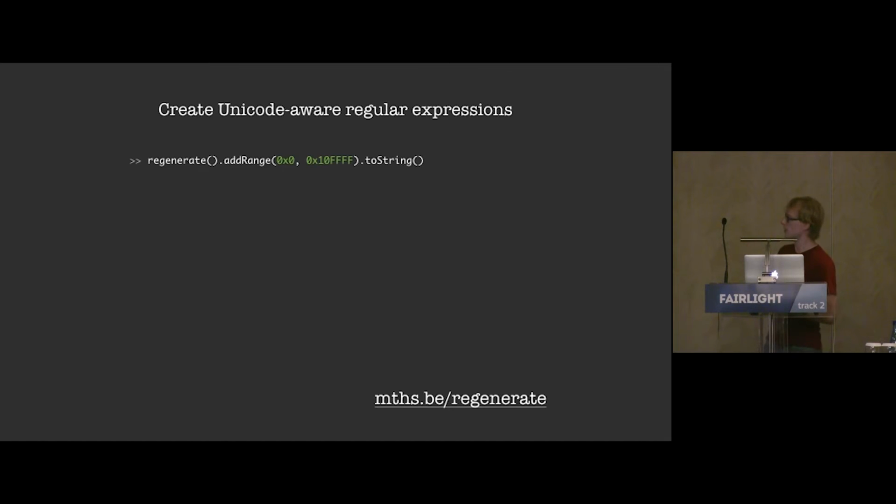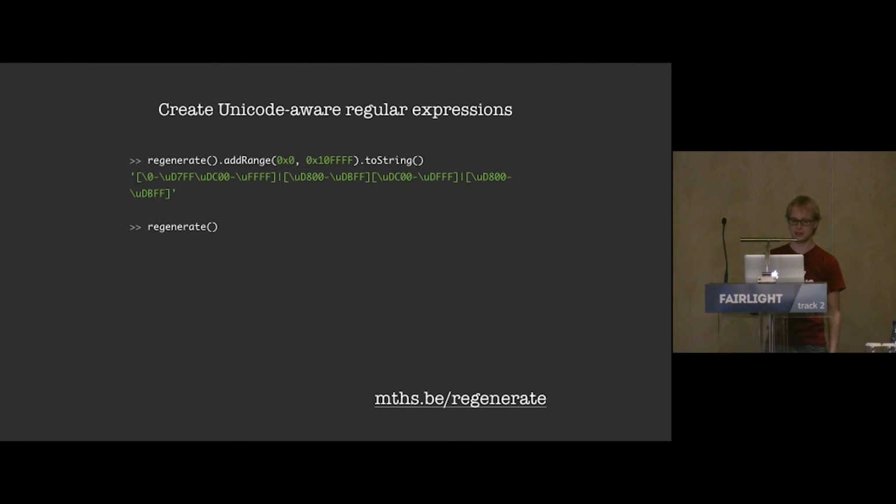So basically, that's the one line of code that I ran. I created a new Regenerate instance, added the whole range of Unicode code points to the set, and then I call toString on that. And then it gives me a string that can be used as part of a regular expression literal. The reason it returns a string is because Regenerate is supposed to be used as part of a build script, so it can dynamically inject this code into your JavaScript files for you at build time. But it has some more powerful features as well.